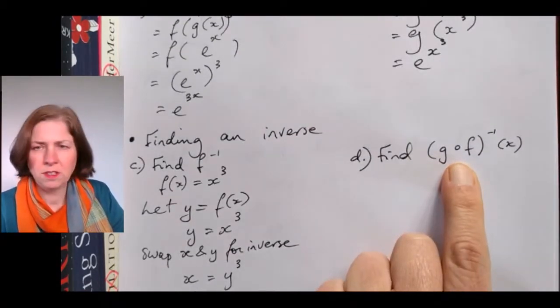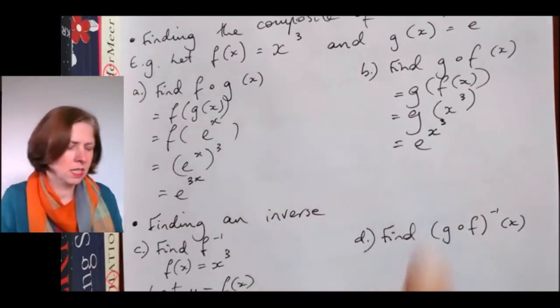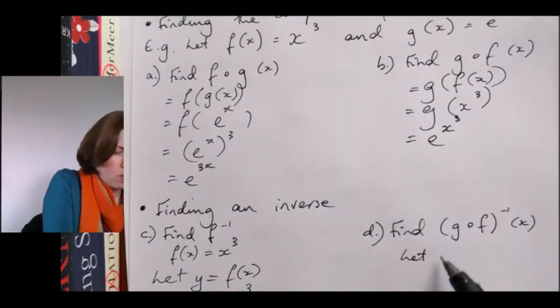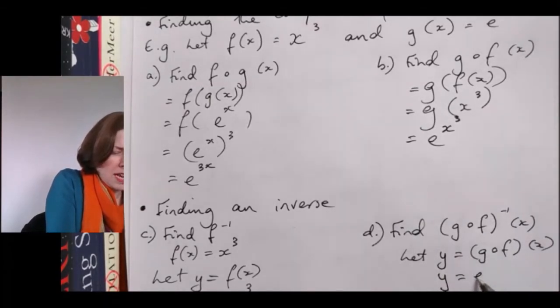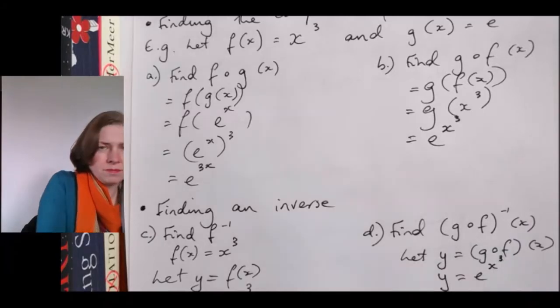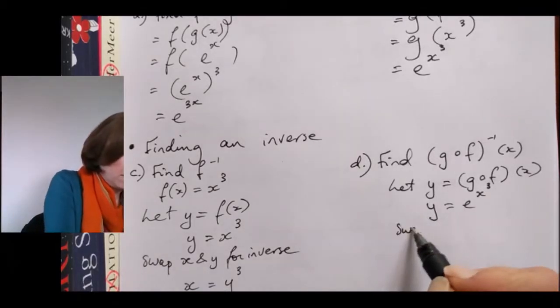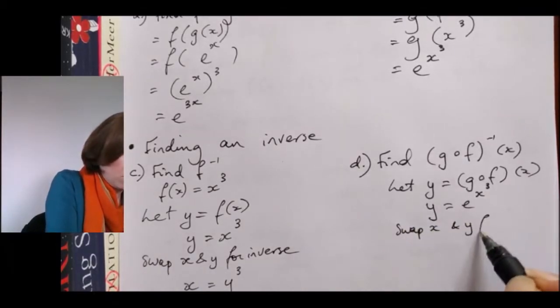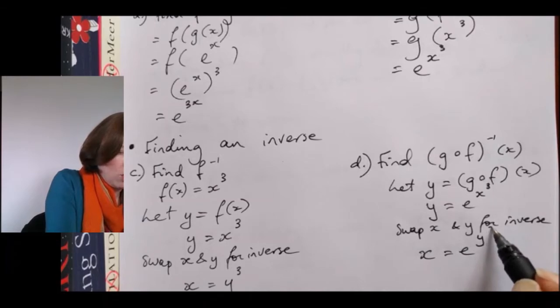All right, my second task is a little more challenging. I need to find the inverse of g of f. And here's g of f up here. I've already done it: e to the power of x cubed. So I start by writing let y equal g of f of x. So now y equals e to the power of x cubed. And now I swap x and y for the inverse. And that gives me x equals e to the power of y cubed.